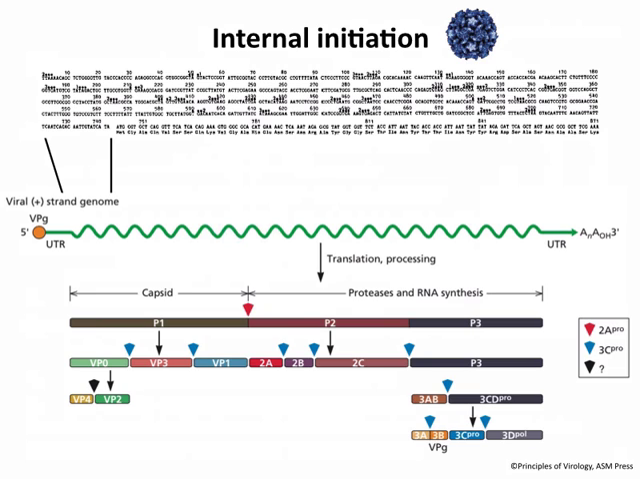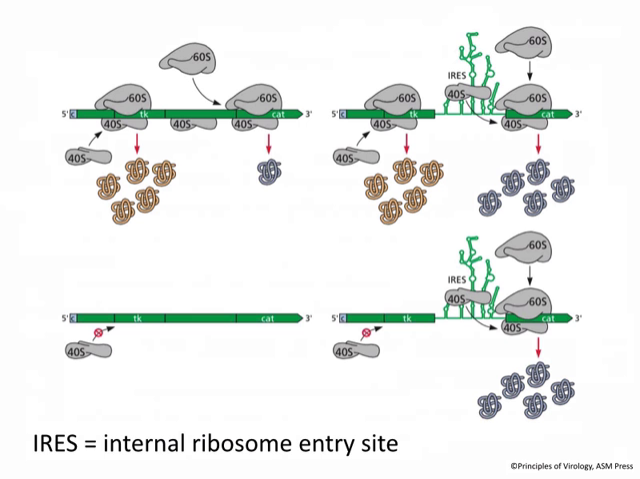And that, together with the presence of a protein and the lack of a cap at the 5' end, made people say, well, there's got to be something different about this mRNA. What is it? And so that was figured out by the experiment in this slide. What was done here was to make a series of artificial mRNAs that could be used to probe how this 5' end of the viral RNA works.